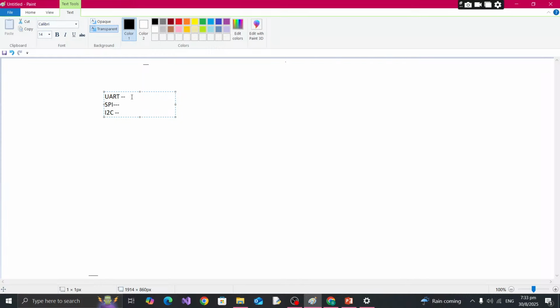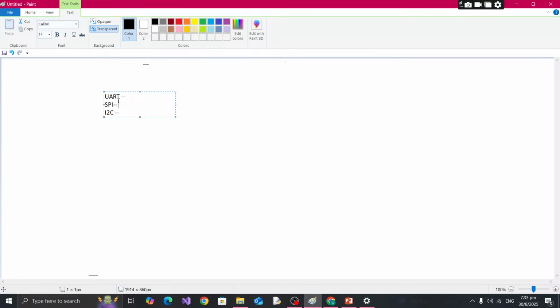What is UART? I will just tell the full form. We are not going to deep dive into these concepts. UART is nothing but universal asynchronous receiver transmitter. SPI is nothing but serial peripheral interface, and I2C is inter-integrated circuit, I think. I'm sorry if I'm wrong. So these are some standards of communication.